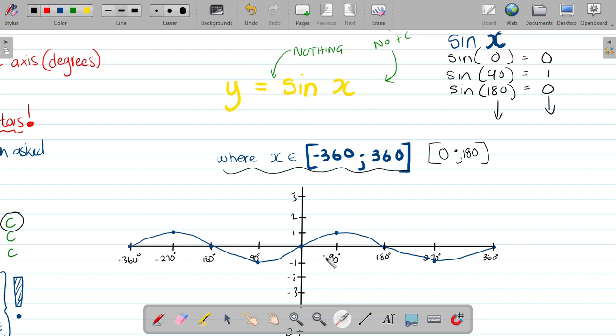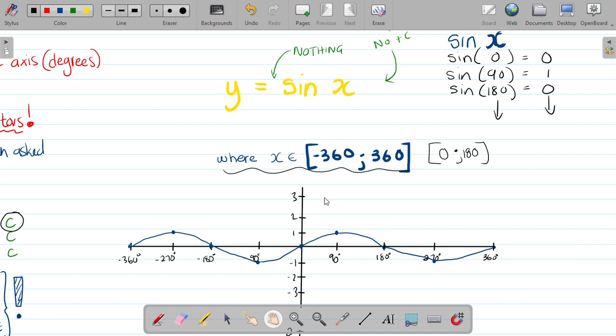Again, Mr. Hing, why are you saying standard? Because there is nothing in front of this sine here, and there's also no +2, -2, anything. So what I'm trying to say is there's nothing affecting a normal sine graph. That's why I'm saying it's standard, if you hear what I'm saying.